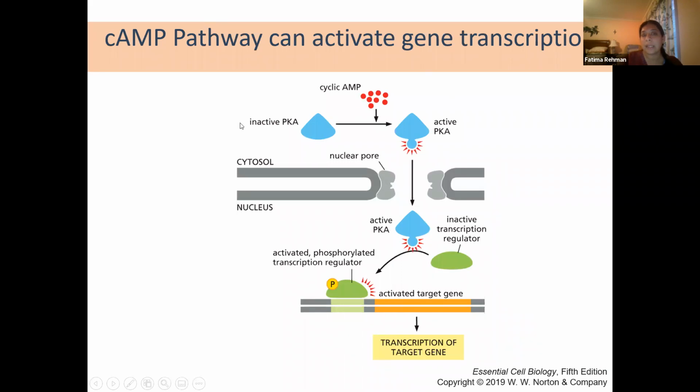So here you can see it a little bit more broadly. You have your little cyclic AMP molecules. They are going to bind to the catalytic units in the protein kinase A, activating them in response. Those active protein kinase A will usually go through the nuclear pore into the nucleus, where they bind to inactive transcriptional regulators. Those, when activated or phosphorylated, will bind to the DNA sequences for that particular regulator, and activate target gene expression.